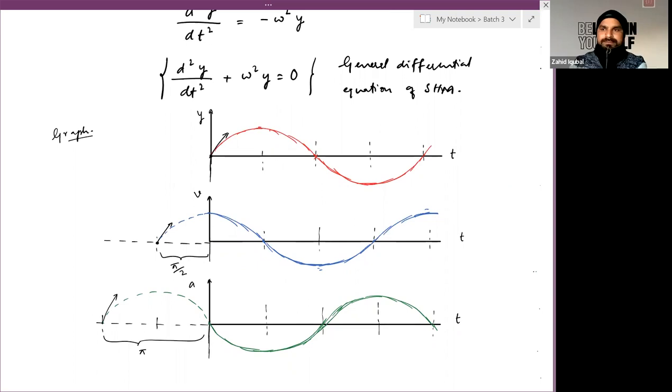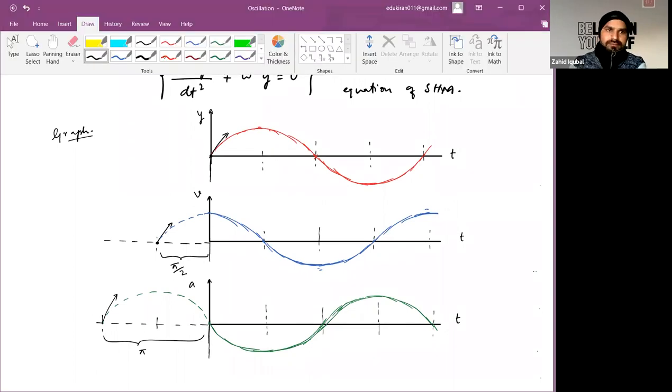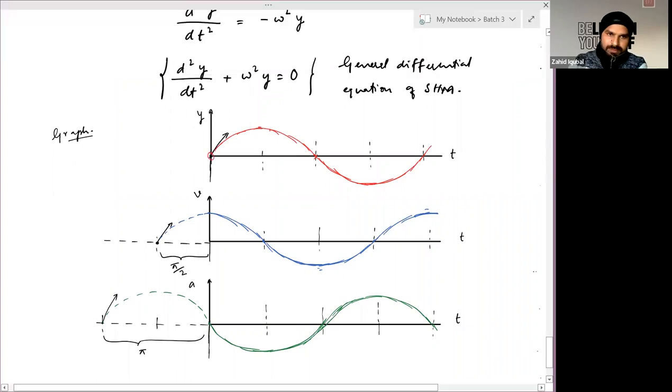Next, we can say at mean position, displacement is 0, but velocity is maximum and acceleration is 0. This is mean position. At extreme position, at this point, acceleration is maximum, velocity is 0, and displacement is also maximum. So we may define at different positions which of the quantities will be maximum and which will be minimum related to this particular graph.